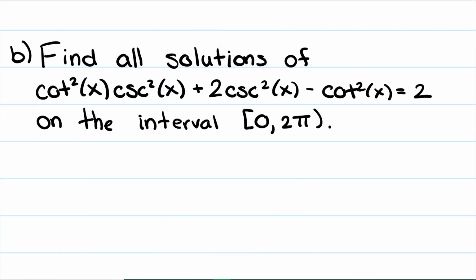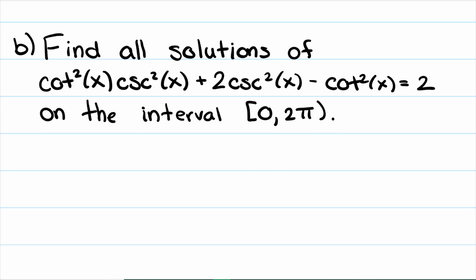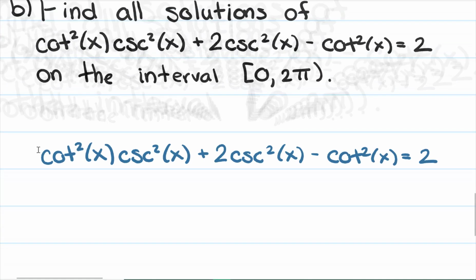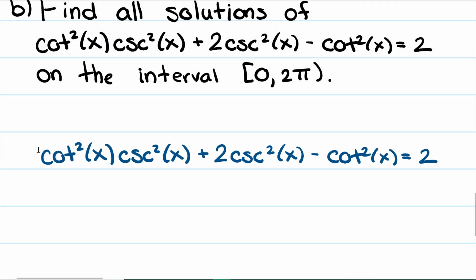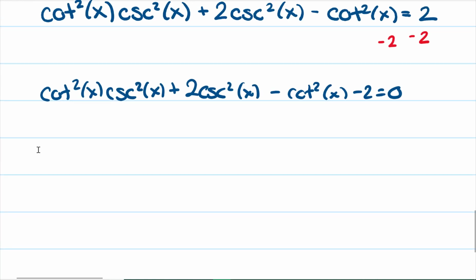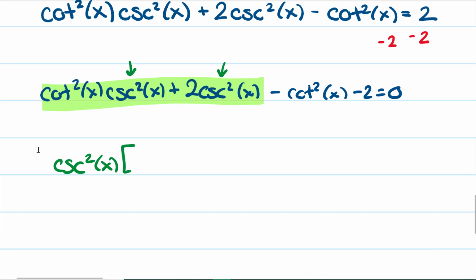Okay, so for the next example, I want to find all the solutions of cotangent squared x cosecant squared x plus 2 cosecant squared x minus cotangent squared x equals 2. Okay, so the first thing I like to do is go ahead and rewrite down what my function is. Okay, so I'm going to subtract the 2 from both sides. Okay, and now if I look at it, I can factor by grouping. So in my first 2 terms, they both have a cosecant squared in common. So I can go ahead and factor that out. So I'm left with cotangent squared plus 2.